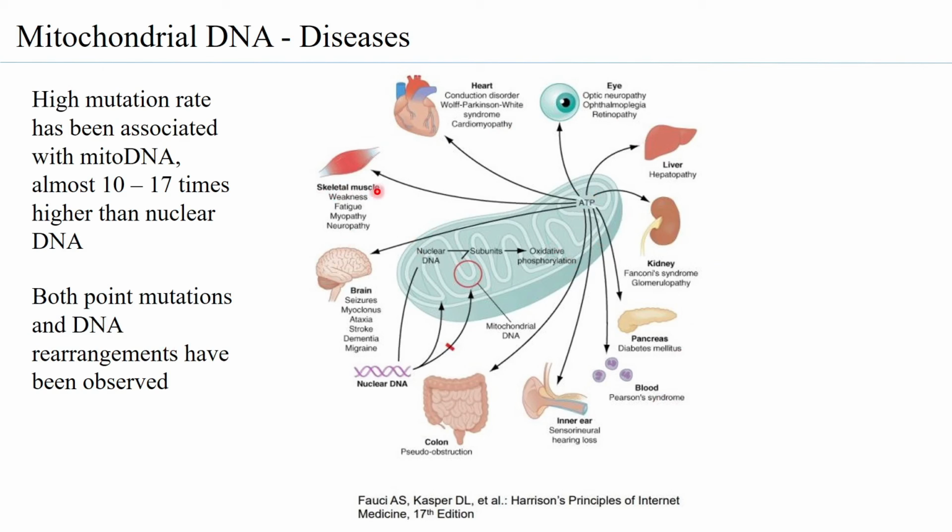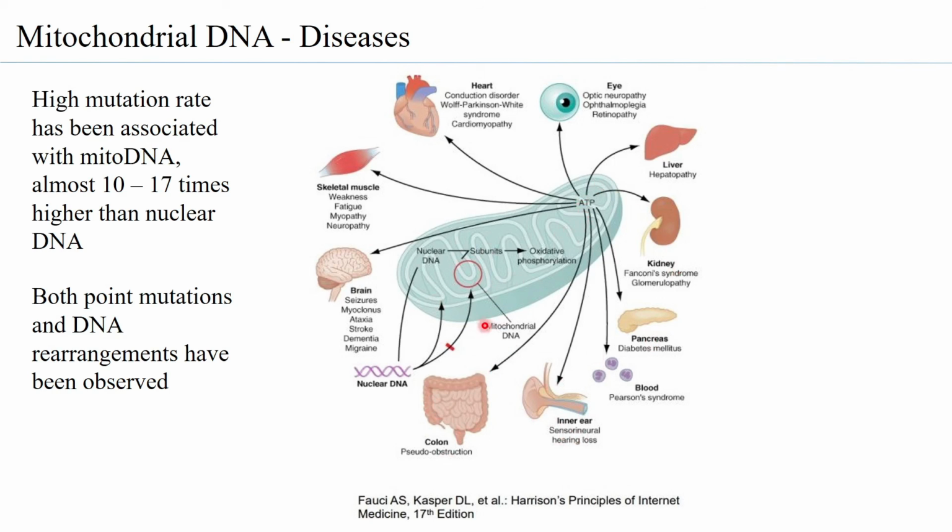So if you look at skeletal muscles, you see myopathy or neuropathy observed. Heart, we can see that you have what is called cardiomyopathy. Eyes, you can see you have ophthalmoplegia or retinopathy. Liver, hepatopathy. Kidney, you have glomerulopathy. Pancreas, diabetes mellitus. Blood, you have Pearson's syndrome. Brain, you have Parkinson's, Alzheimer's, ataxia, seizures. Colon, you have pseudo-obstruction, constriction. These things have all been associated with the mitochondrial DNA.